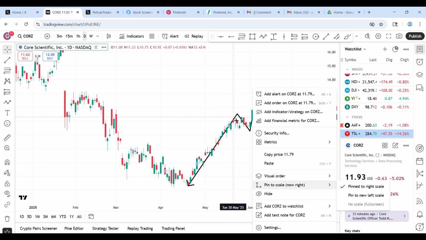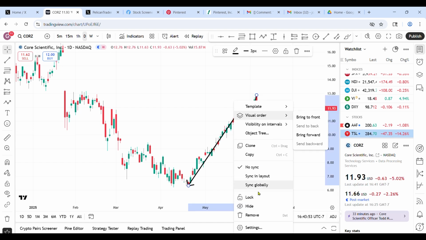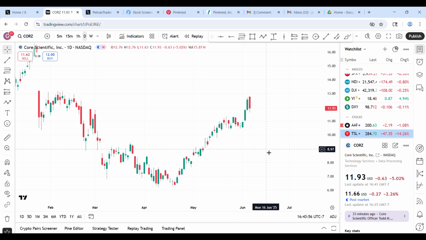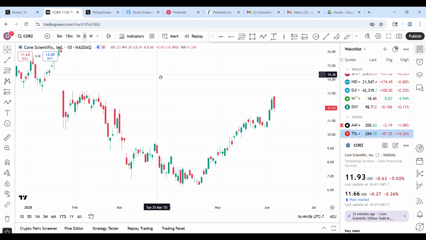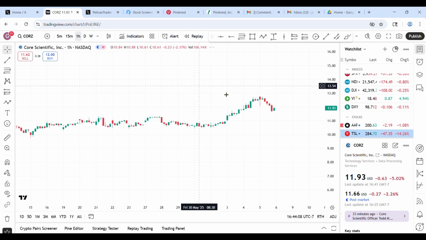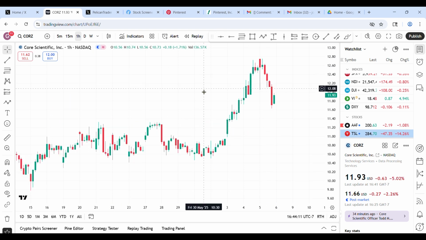So now that we've identified an uptrend in CORZ Scientific, we're simply going to look for support levels for either quick bounce trades or lower entry prices for longer term positions. So what I'm going to do here, since we're potentially looking for a quick bounce trade, is change the time frame to 1 hour. Go see if we can't find a support level or two.